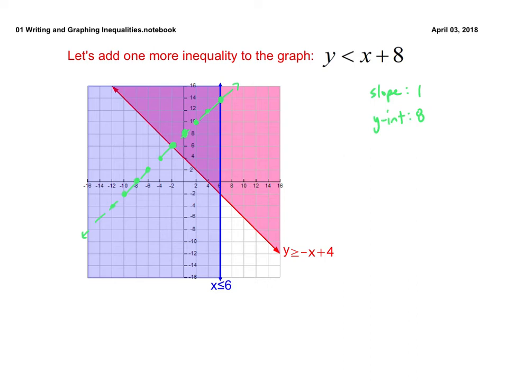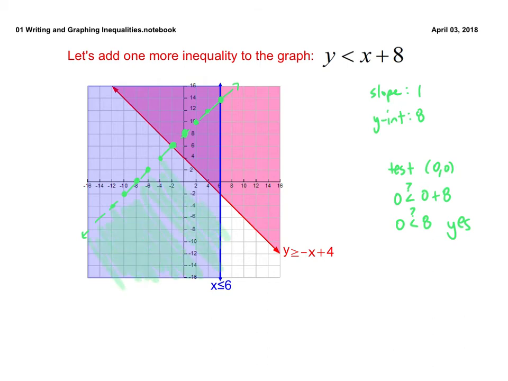So we can do a similar approach. 0, 0 is not on this particular line. So if we test 0, 0, if y is 0, the question is, is that less than x being 0 plus 8? So is 0 less than 8? And the answer is, of course, yes. So since 0, 0 worked, I'm going to shade the region that contains 0, 0.